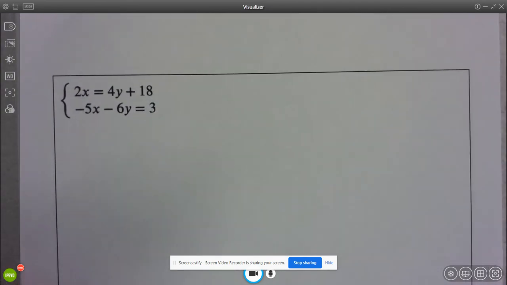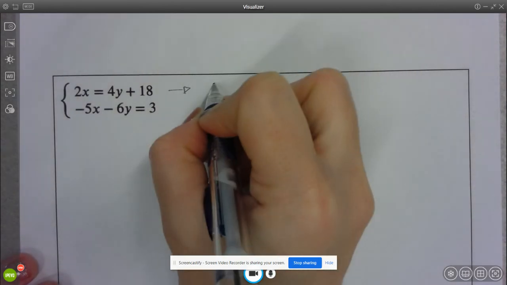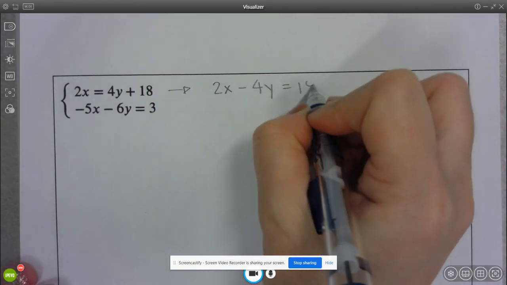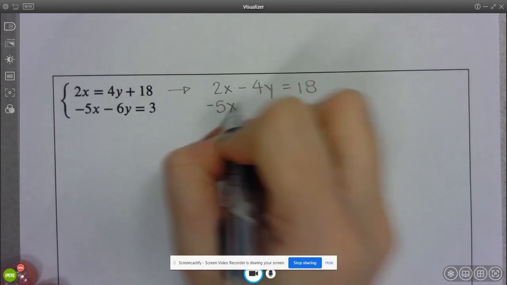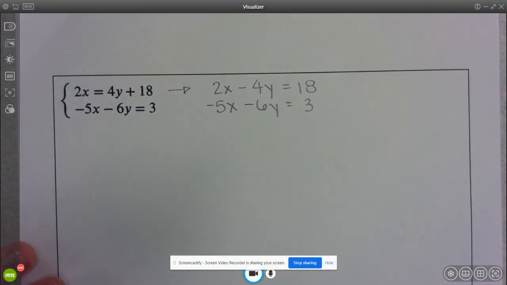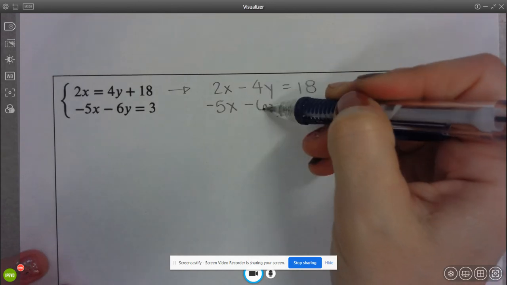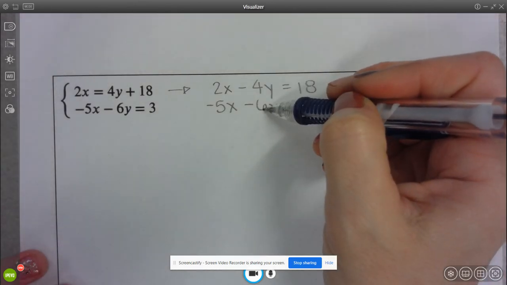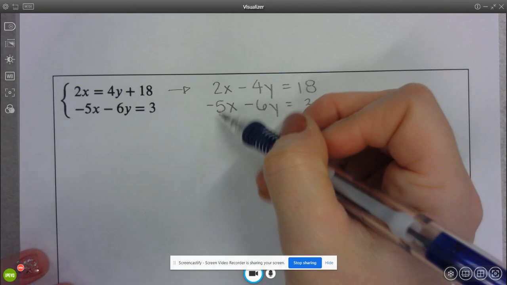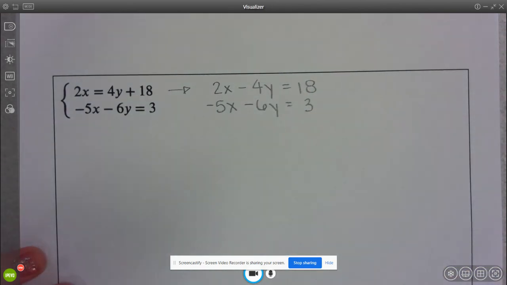All right, last but not least. Now, both of these are not in standard form, and I'm going to have to tweak coefficients. So, first thing I'm going to do here, says 2x minus 4y equals 18, and negative 5x minus 6y equals 3. Now here, in my mind, both of my y's are negative, but the x's have a positive and a negative. So in my mind, the x's are already kind of set up for me to start elimination.